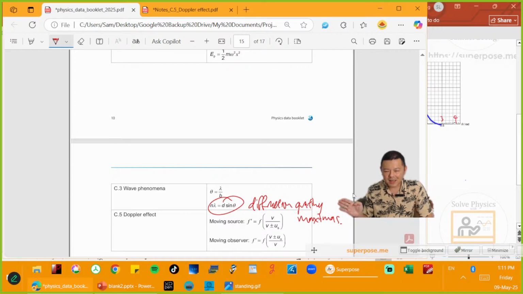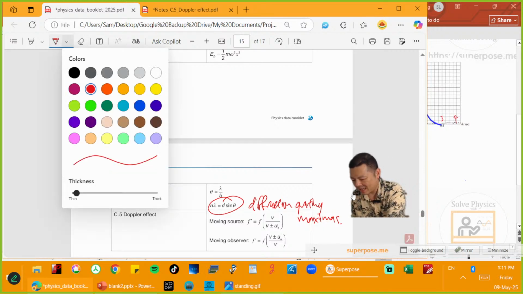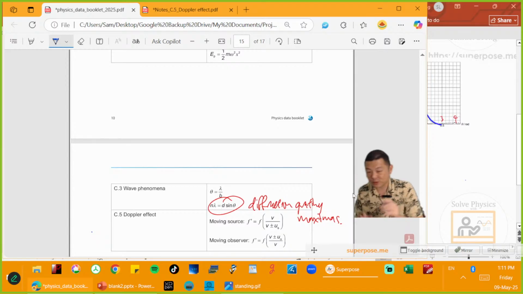Huh? Oh. Where do you get that from? School notes, right? Okay. But in any case, school notes is school notes. You can never bring your school notes to the exam, so you have to rely on your data booklet, right?